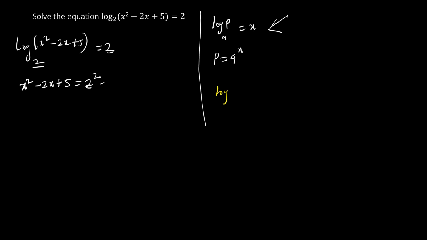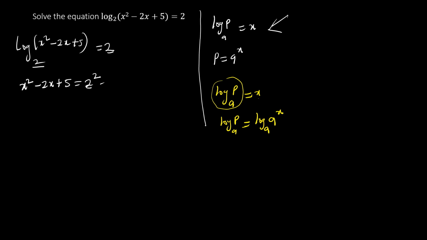If you have log p to base a equals x, this can be written as log p to base a equals log a to base a raised to the power of x. Take note of this very well. Here we have log p to base a equals x. We can write this as log of a, the base, to the same base a, raised to the power of x, which is the x that we have here.